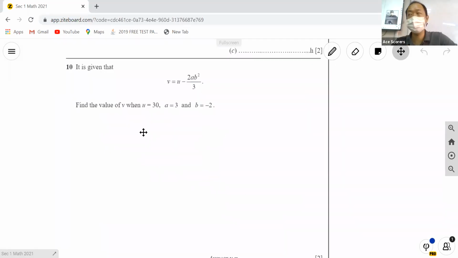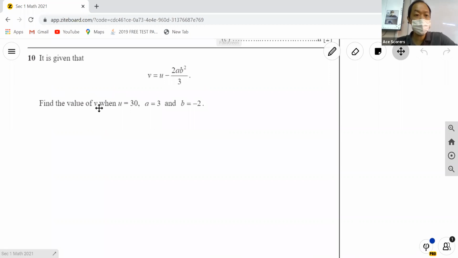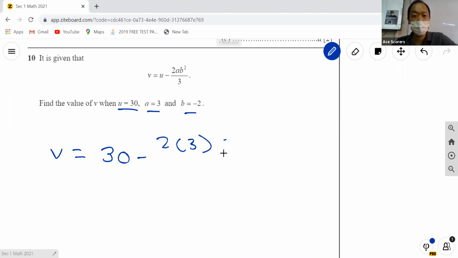Let me just do a few of these questions, starting from question number 10. Here, what we do is we just substitute the value in. For example, u equals 30, a is 3, b is negative 2, just put inside. So v will be equal to 30 take away 2 times 3 times negative 2 squared divided by 3, which is very straightforward.